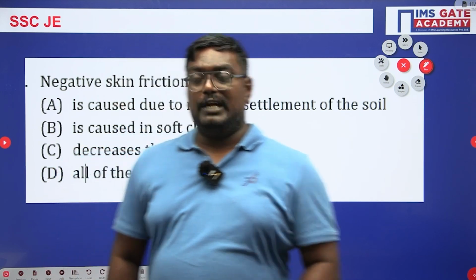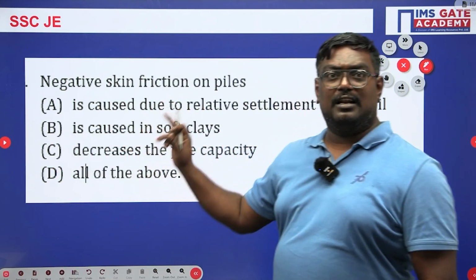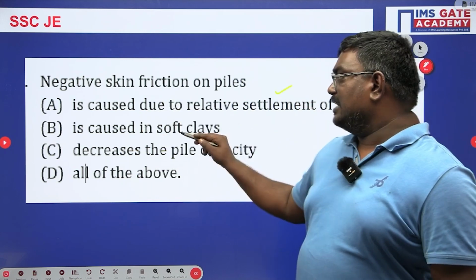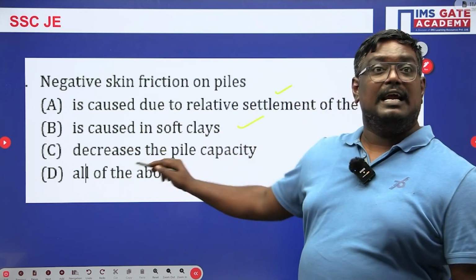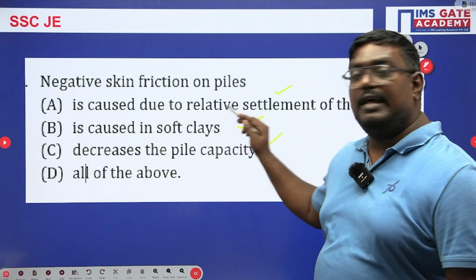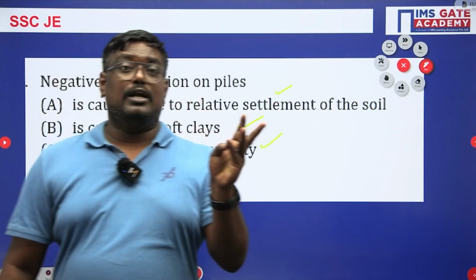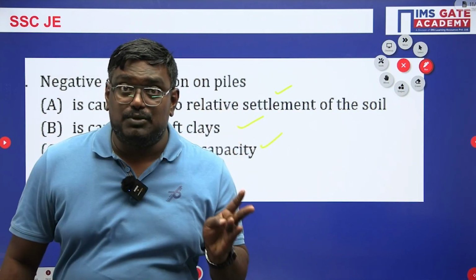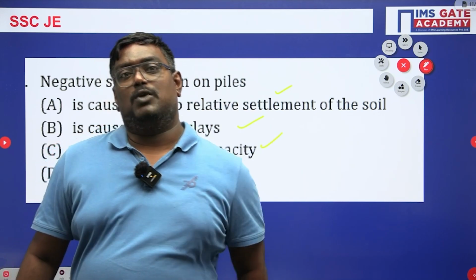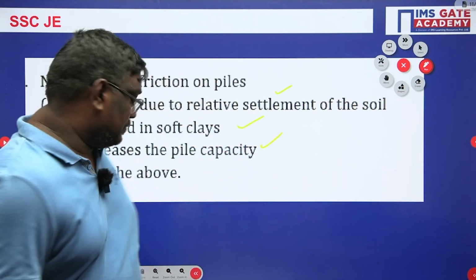So my dear students, due to negative skin friction, settlement will happen. Yes, it is caused in soft clays. Obviously, it decreases the pile capacity. All the above is the right answer. So with negative skin friction, the net load carrying capacity will be reduced. It is observed in clays, and it is also responsible for the relative settlement.